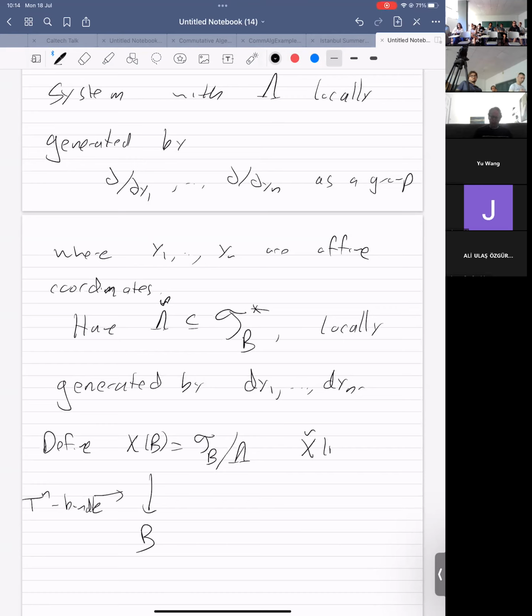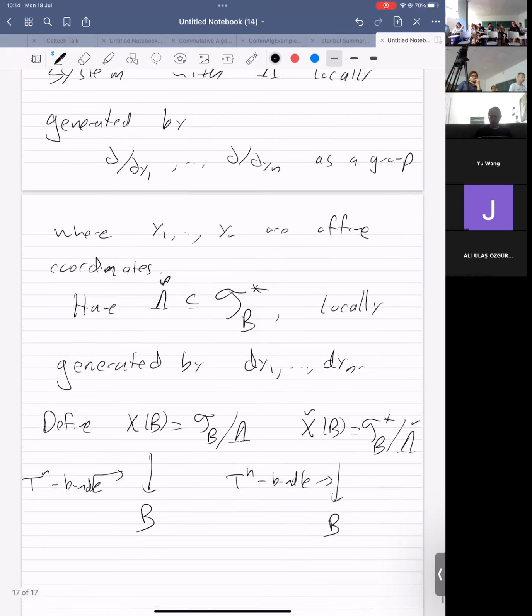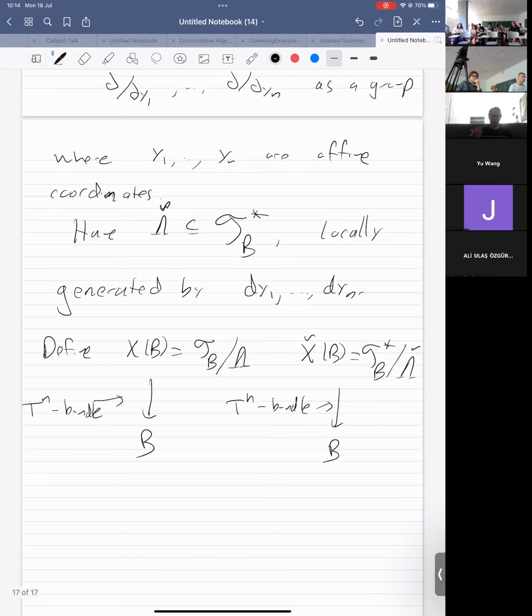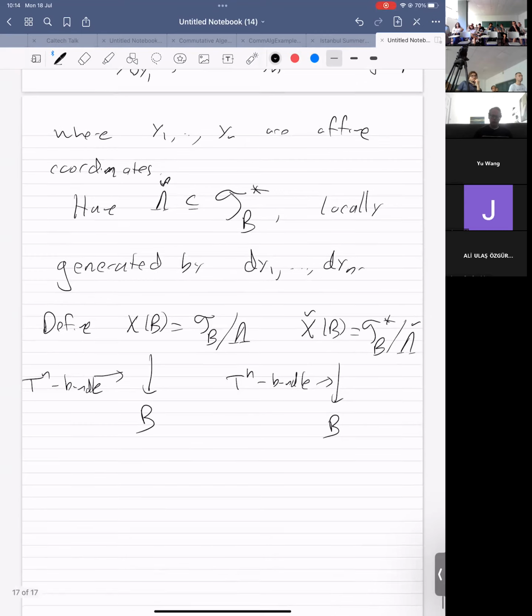And X check of B is similarly defined as the dual gadget. And this also maps down to B. So these are two T^n bundles which are dual to each other in precisely the sense I defined earlier. Each fiber on the left is of the form V mod Lambda, and on the right is of the form V dual mod Lambda check.